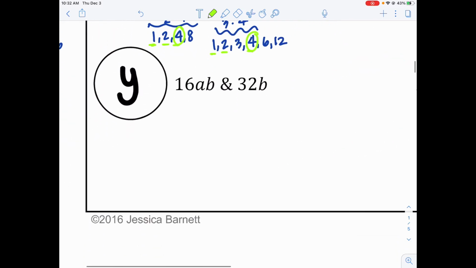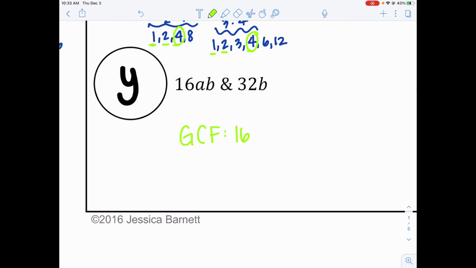Moving down here, 16ab and 32b. I'm going to first look at the biggest number that I can pull out of 16 and 32. Now, this one is sort of tricky because a lot of people will want to pull 8, but there's actually a bigger factor that they have in common. The biggest factor I can pull out of 16 and 32 is a 16, because 16 goes into 16 and 16 goes into 32 two times. So the greatest common factor number part is 16.